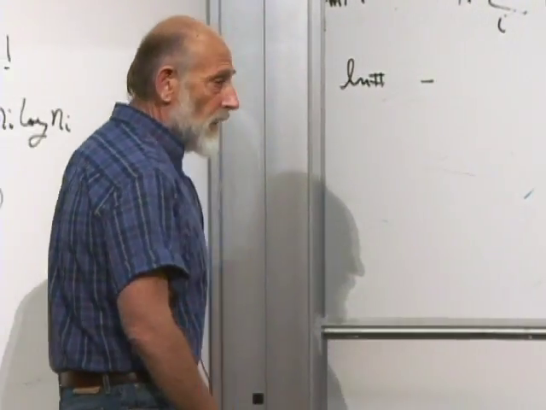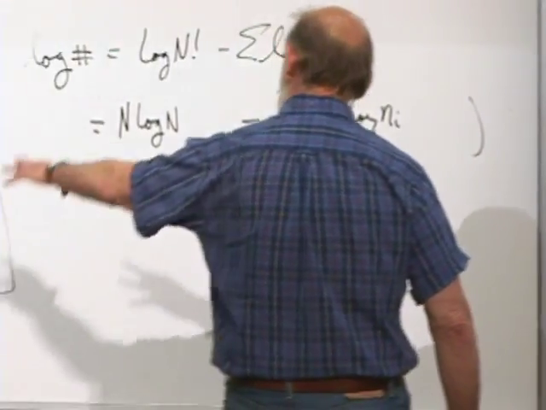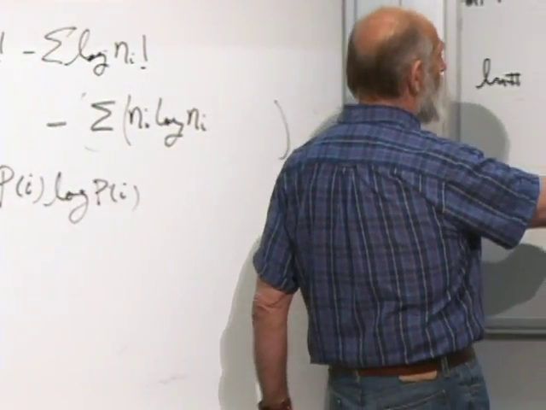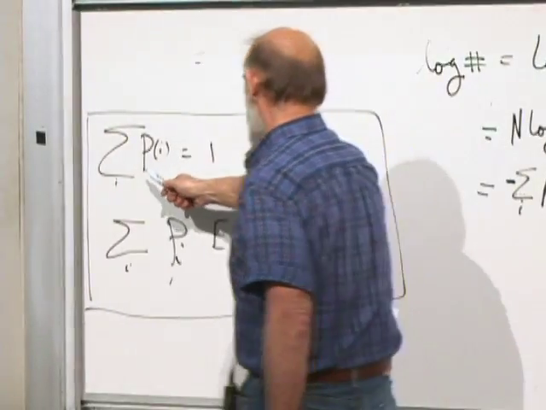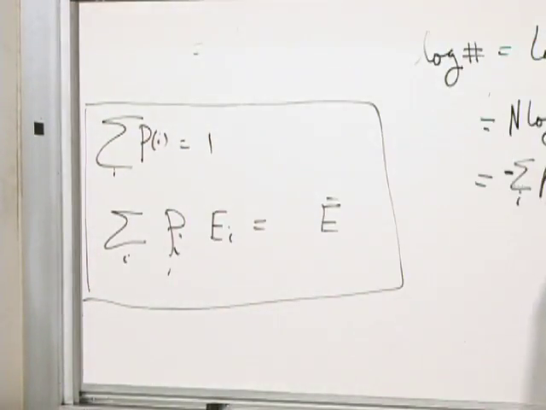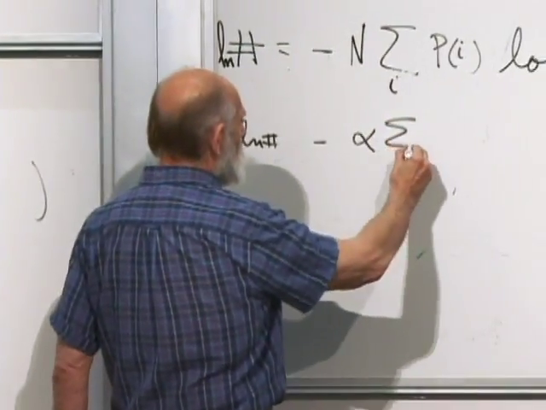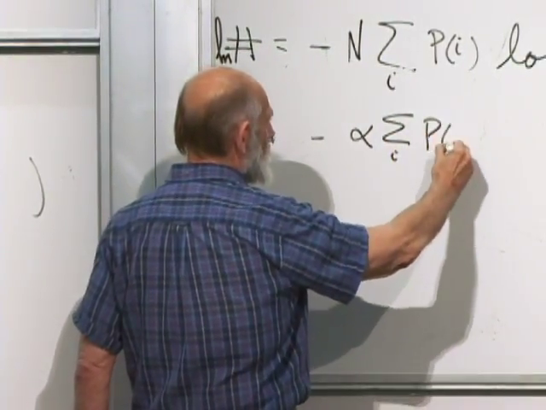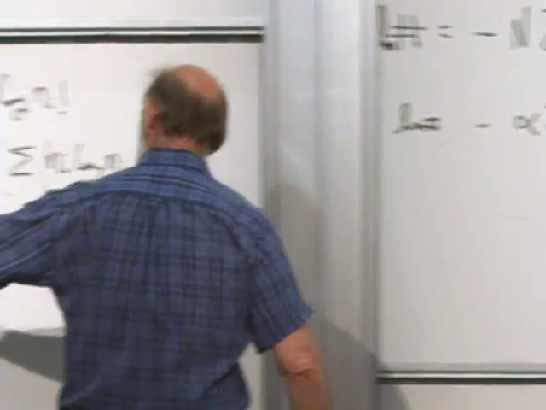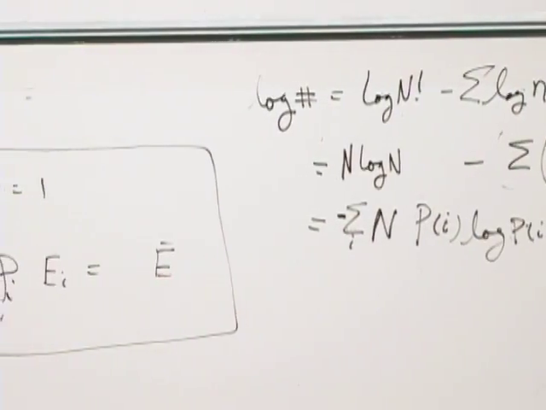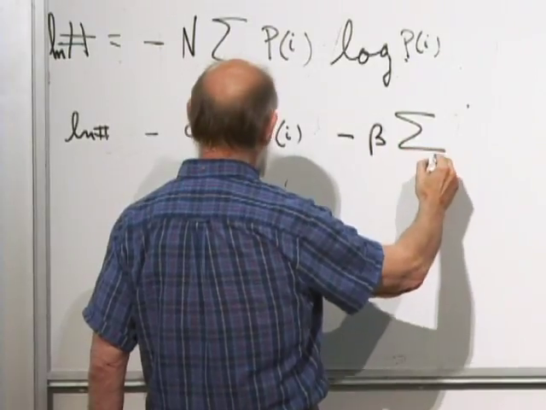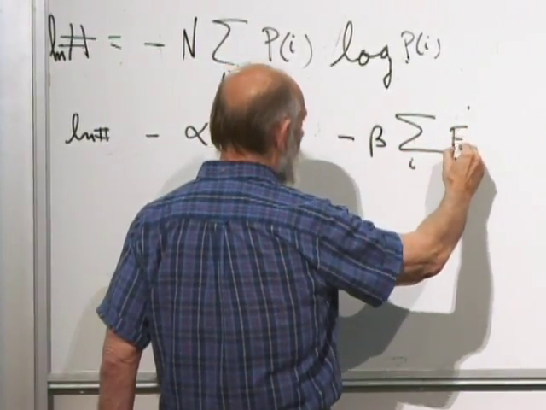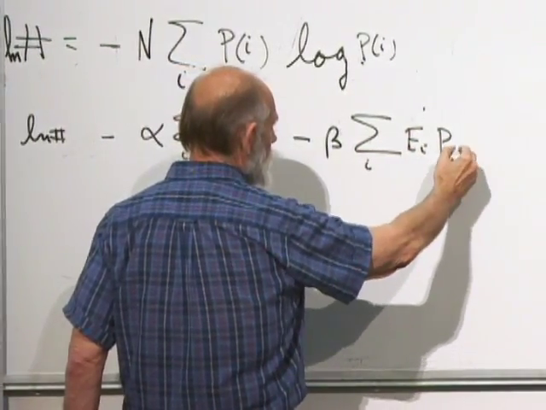We're going to maximize this expression, log of pound, minus, now we have to put in Lagrange multipliers. The first Lagrange multiplier I will call alpha. That's the one that multiplies this constraint: summation over i, p sub i. And the second Lagrange multiplier I'll call beta: minus beta, summation over i, e sub i, p sub i.